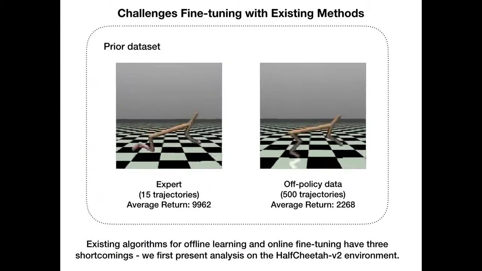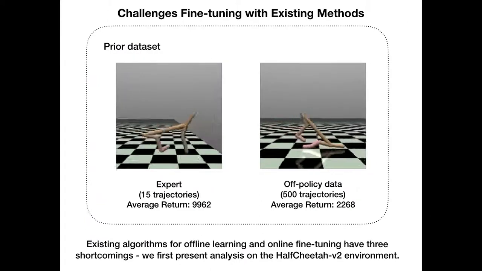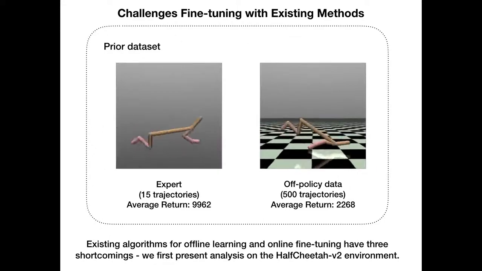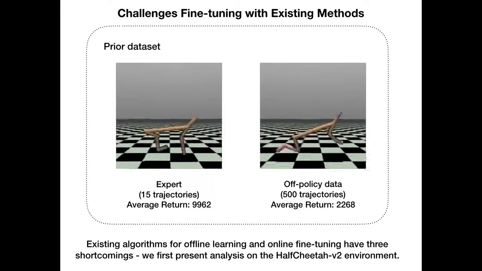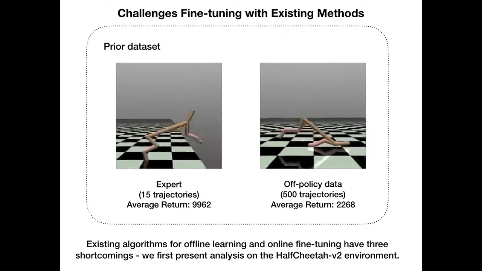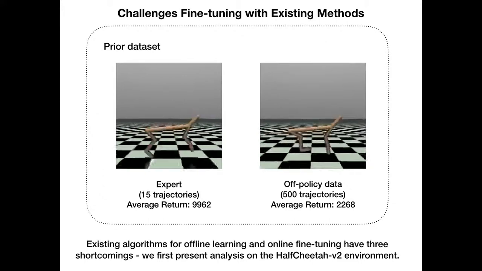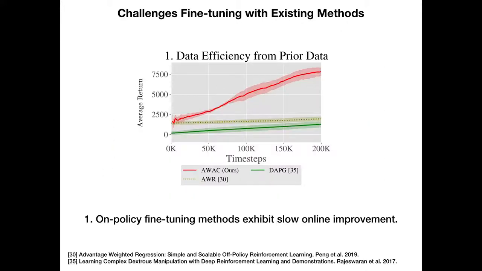We first study offline learning followed by online fine-tuning with existing methods. We find 3 shortcomings with existing algorithms in this setting on the half-cheetah v2 environment. The prior dataset we use is shown in the videos above, a mixture of 15 expert trajectories with 500 lower quality trajectories generated by behavior cloning. The first shortcoming is data efficiency.